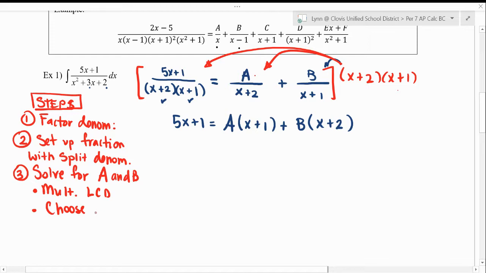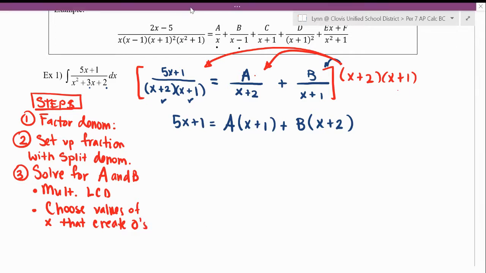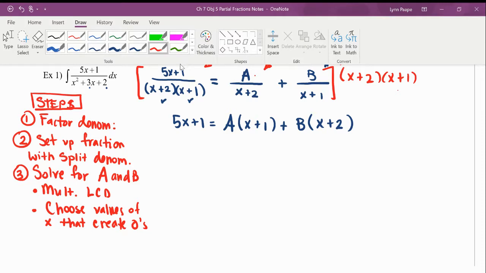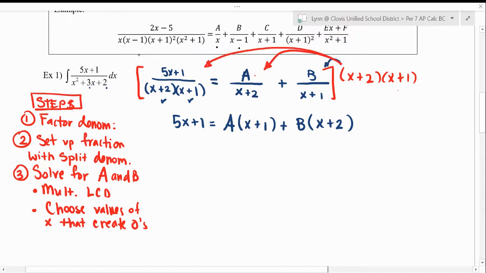not random values for x, but values of x that are convenient. The ones that we want are the ones that create zeros. We have two values that we're solving for, a and b, so I want to pick two values of x. The first one I'm going to choose is -1, and the second one I'm going to choose is -2.